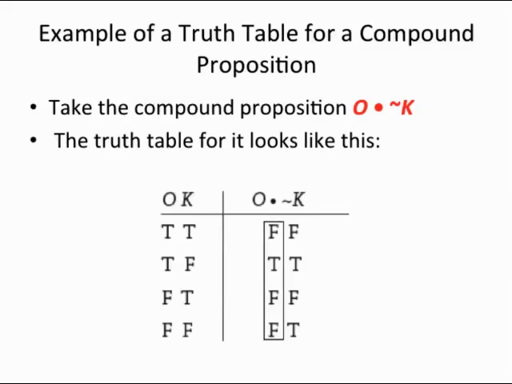Once again, the left-hand columns remain the same, but on the right-hand side we have two columns, one for each statement connective, respectively negation and conjunction. Since the main connective is the conjunction, we have a black rectangle that outlines the values beneath the dot. We now know when the entire compound proposition will be true and when it will be false. It's true if and only if O is true and K is false.